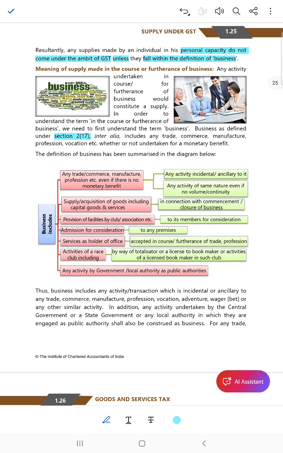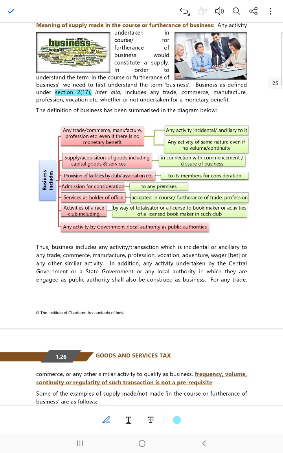Again, it's not an exhaustive definition, it has different terms, and irrespective of whether monetary benefits are involved or not, business has been defined very broadly. So it's not mandatory that if there is no monetary benefit associated with a transaction, it will not fall under the definition of business. Business is very wide. See how many terms have been included: trade, commerce, manufacture, profession.